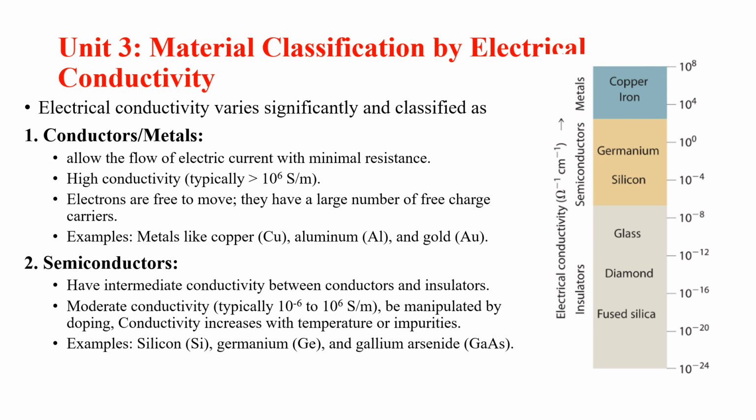Conductors are electronic materials that allow the flow of electric current with minimum resistance. A conductor generally has very high conductivity, approximately greater than 10 power 6 Siemens per meter. In conductors, electrons are free to move and they have a large number of free charge carriers. Examples of conductors are metals like copper, aluminium, and gold.